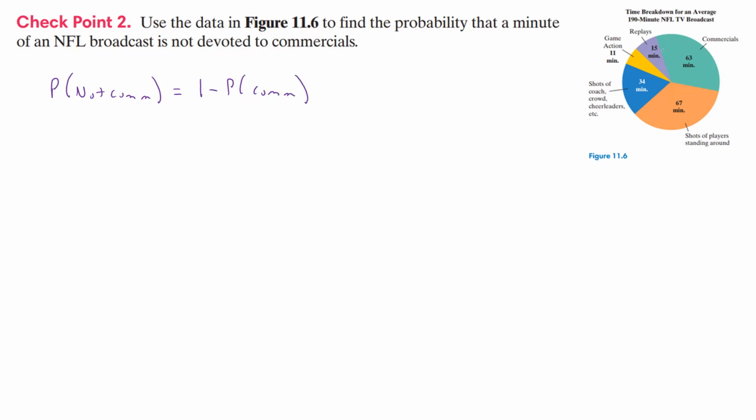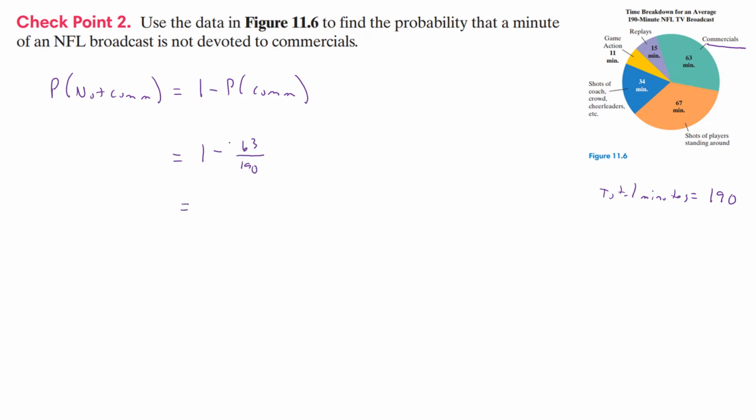All right, well, commercials is here. And so what we need to do is figure out the total here. So if we add all those together, what we're going to end up with is the total minutes is equal to 190. And so now what we can do is say, okay, well, 1 minus the probability of the commercials, well, that's 63 out of 190.